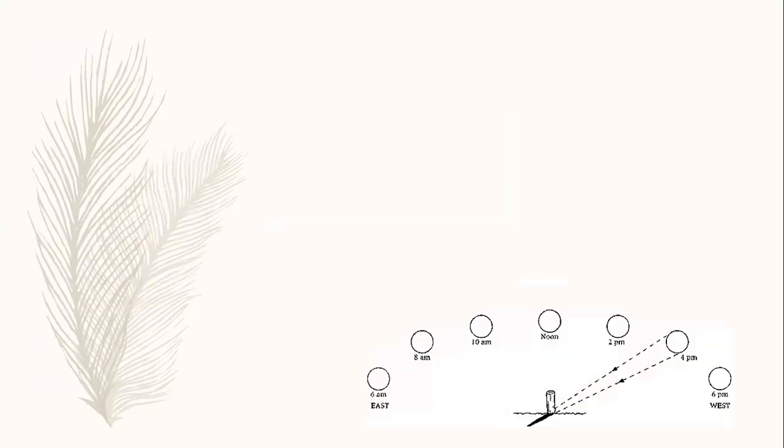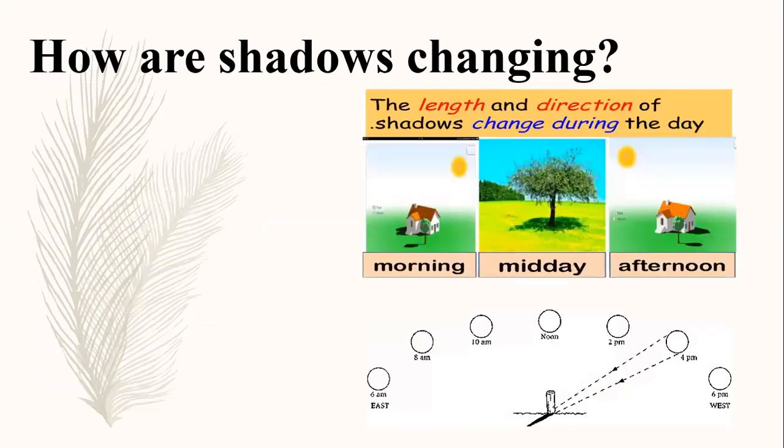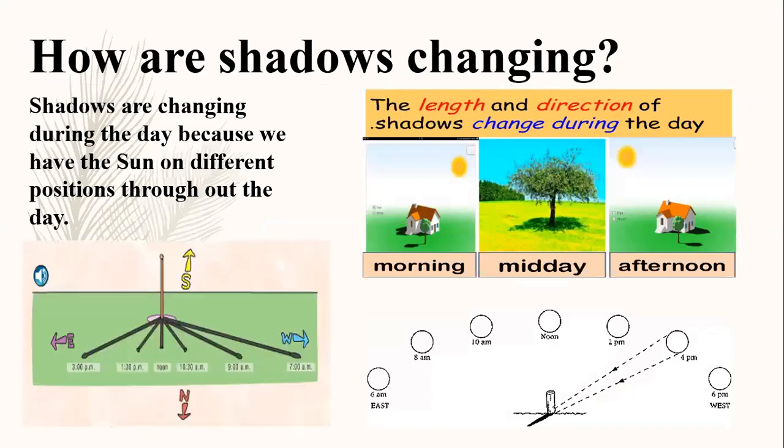Children, have you ever noticed that our shadows are changing throughout the day? Do you know the reason behind it? Shadows are changing during the day because we have the sun in different positions throughout the day. Like in the morning, the sun is on our east side, so our shadow is falling on the west side. In the same way, in the afternoon, the sun is on our west side, so the shadow is falling on the east side.